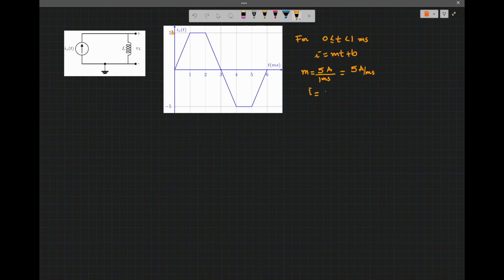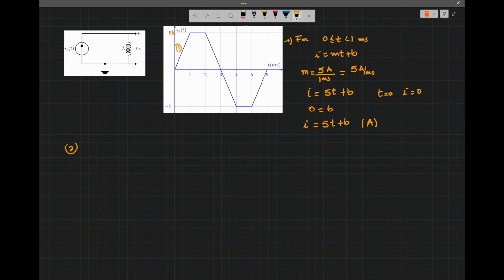So i will be equal to 5t, where t is in milliseconds, plus b. Now we need to find b, and we know that when t equals 0, i equals 0, so 0 equals b. So that means for that section of the graph, the equation is given by i equals 5t amps. And we have to note that the time is in milliseconds. That's section 1.